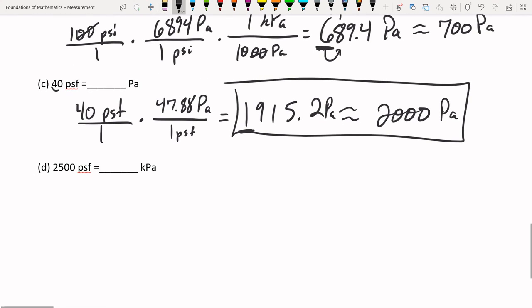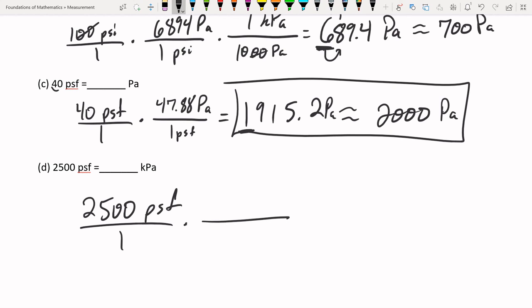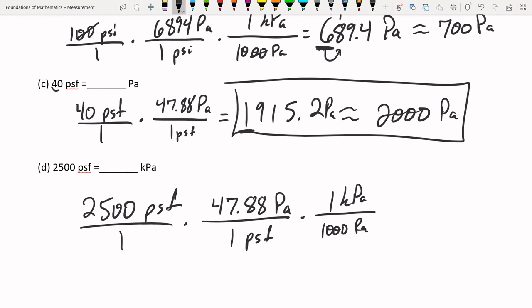Okay, 2500 PSF is how many kilopascals. We're going to use the same unity ratio that we used in the previous problem. And now we're going to multiply it by 1000 pascals equals 1 kilopascal. Now we can actually do the multiplication. You can see here that these 2 zeros cancel with those 2 zeros. We get 25 times 47.8 divided by 10, giving us 119.7 kilopascals.